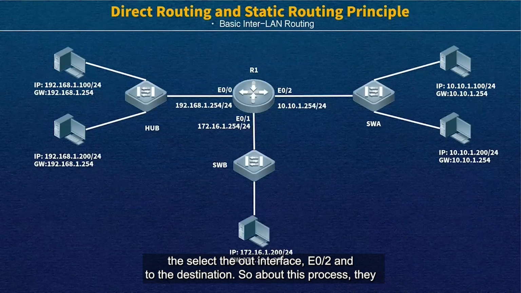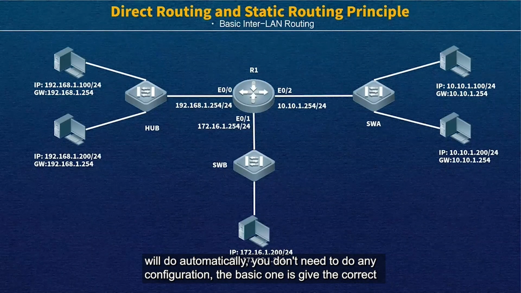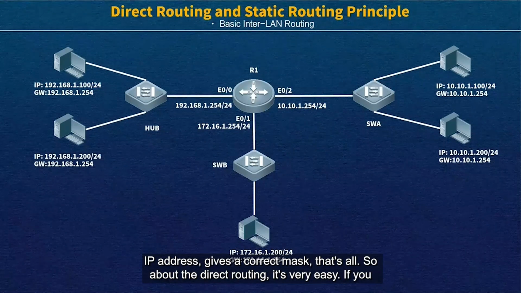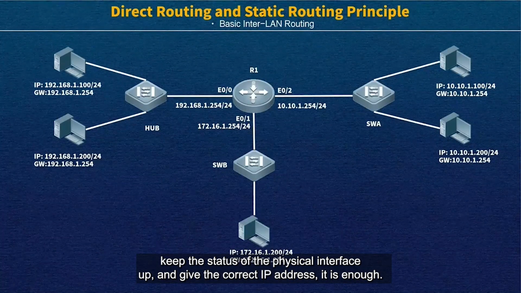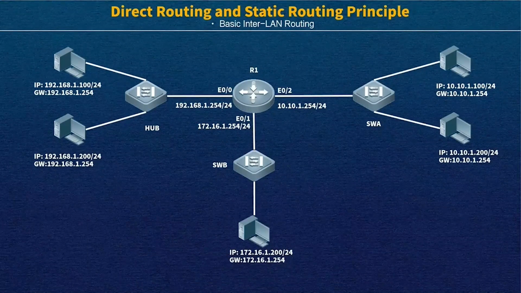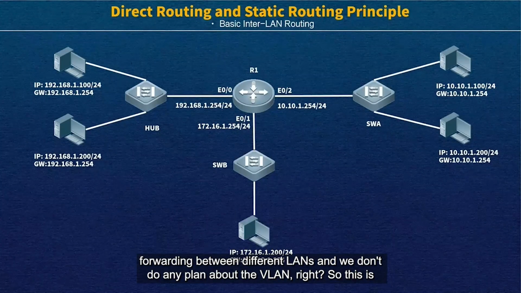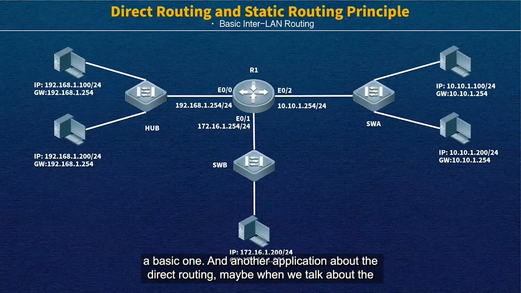So all of this process is done automatically. You don't need to do any configuration. The basic requirement is to give the correct IP address and the correct mask. That's all. So direct routing is very easy. If you keep the physical interface up and give the correct IP address, it's enough. So this is the basic case, if we use a router to forward packets between different LANs and we don't do any planning about the VLAN, right?